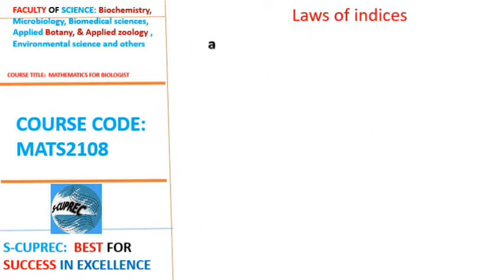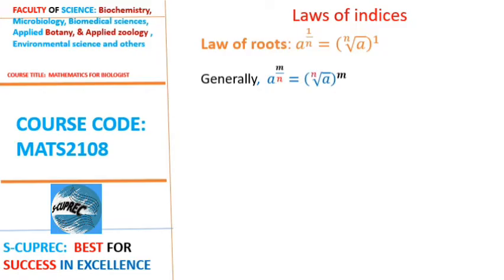Okay, well understood. Let's take a look at the law of roots. If we have a raised to the power 1 on n, it becomes equal to the nth root of a, all of that raised to the power 1. But now let's look at the general law. The general law simply states if we have a raised to the power m on n, it simply becomes equal to the nth root of a, all of that raised to the power m. I know this may sound tricky. Let's take an example so that we can better understand.